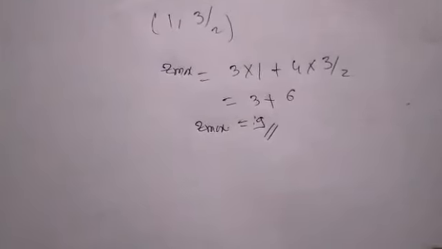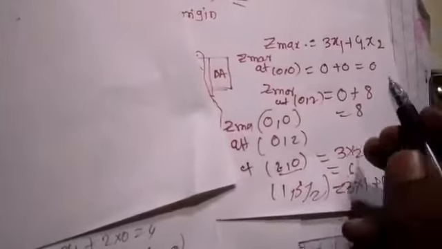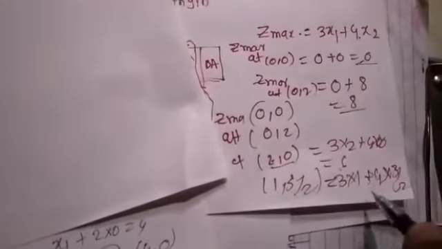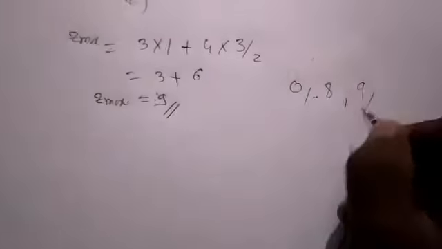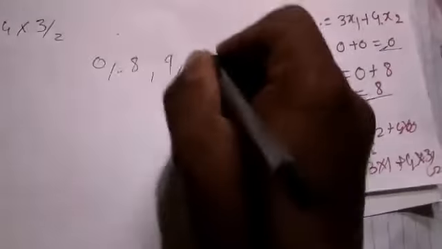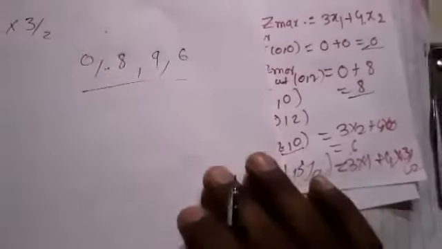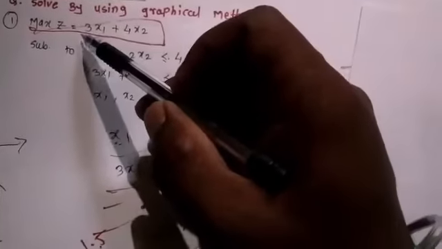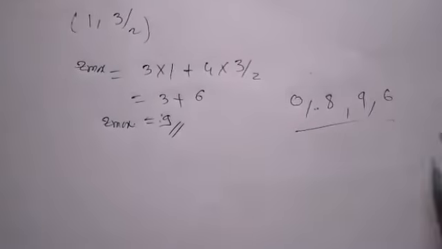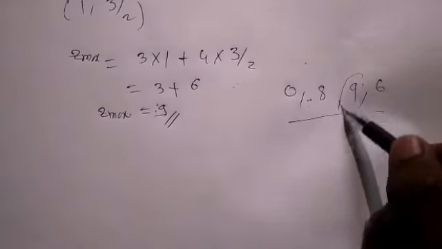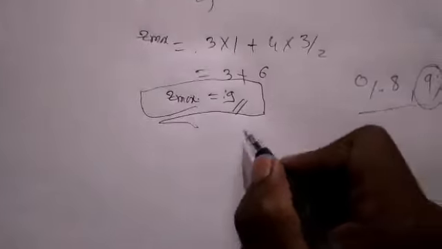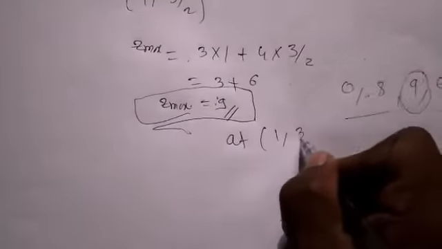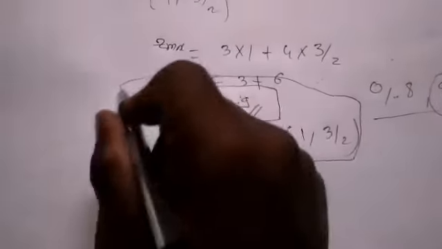Now we have found the objective function at the corner points. We got various solutions: 0, 8, 9 and 6. We got these 4 solutions at the 4 corner points. Now simply look at the problem. What is the problem asking? Maximization of z means simply the maximum value among these. What is the maximum value among these? It is 9 only. So our required solution is z max equal to 9 at 1, 3/2. This is our solution.